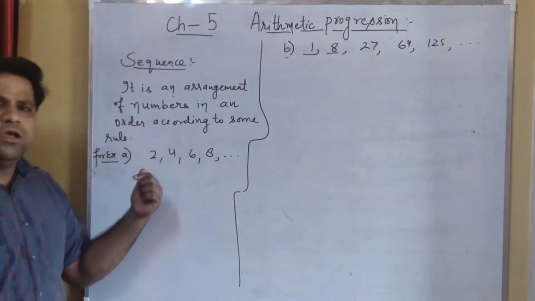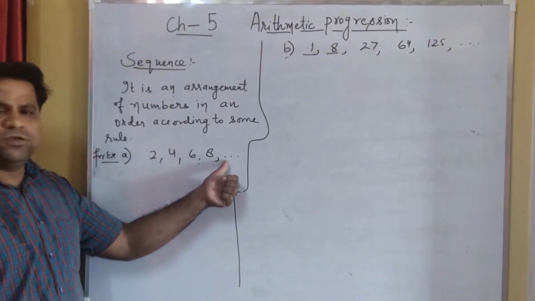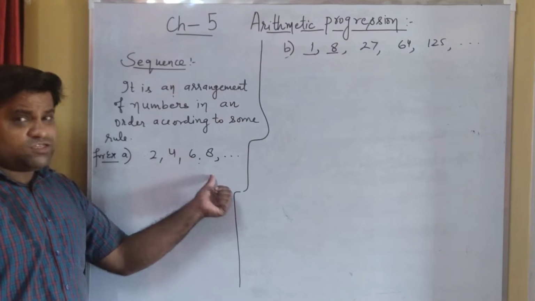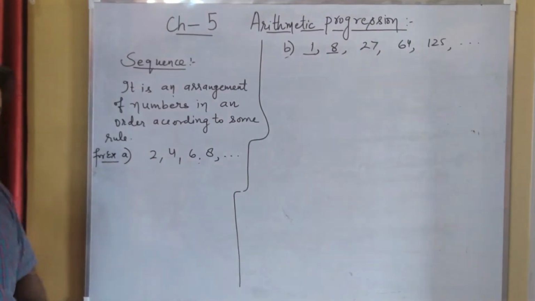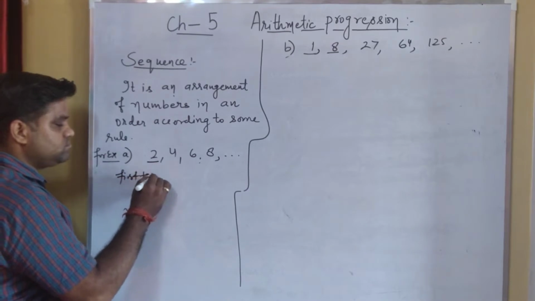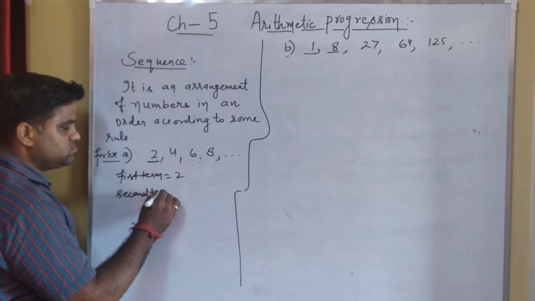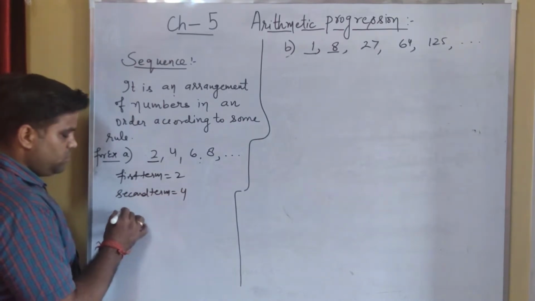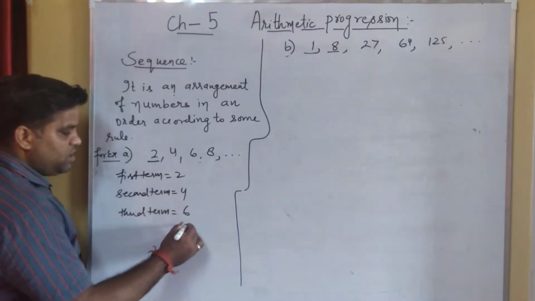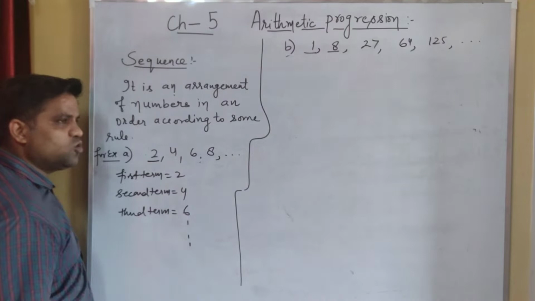For example, here a sequence is written: 2, 4, 6, 8 and so on. Is it a sequence? Yes, it is a sequence. But how? See, the first term is 2, the second term is 4, the third term is 6 and so on: 8, 10, 12 and so on.